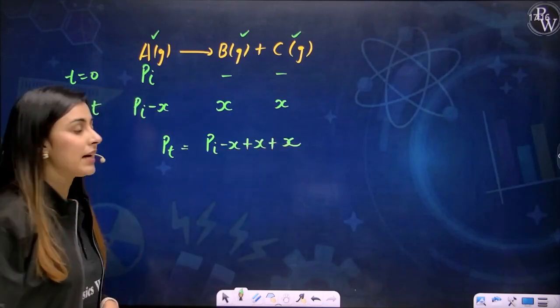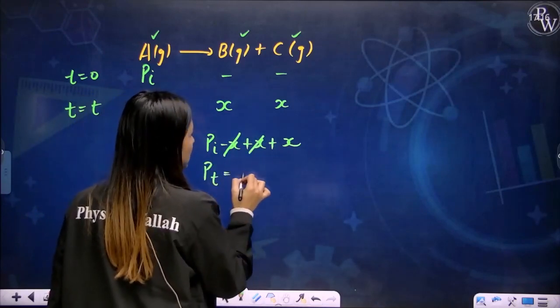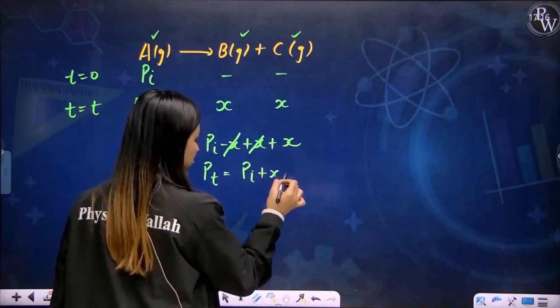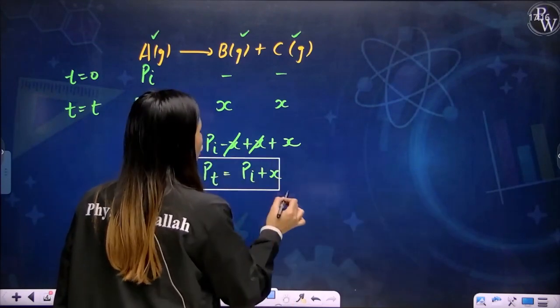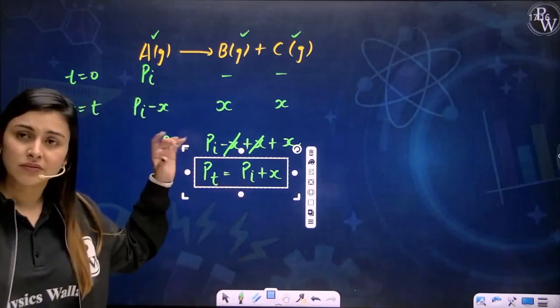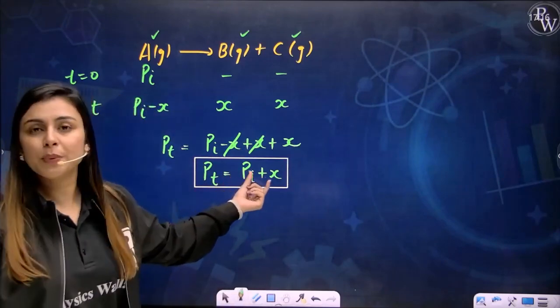Yes, we can say that. Let's cancel x to x. So from here, we can say that P total is equal to P initial plus x. This is an expression that we need to remember, or just keep in mind while solving this particular question. So I know that P total is equal to P initial plus x.